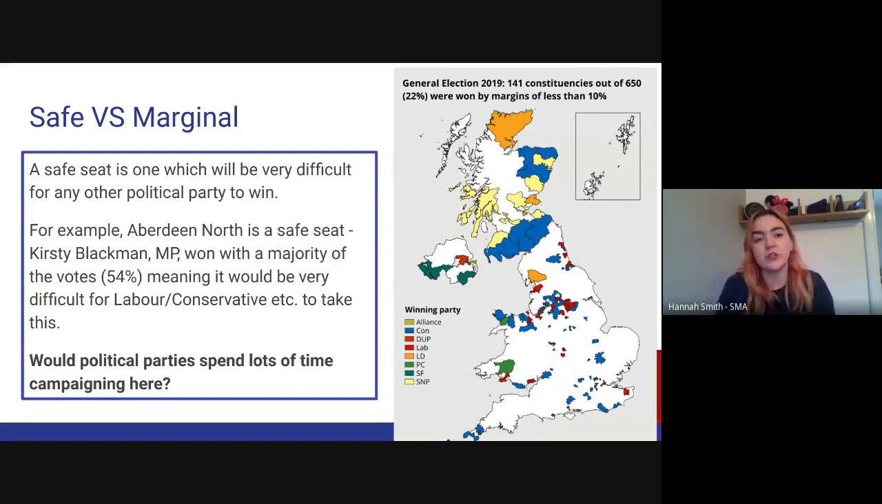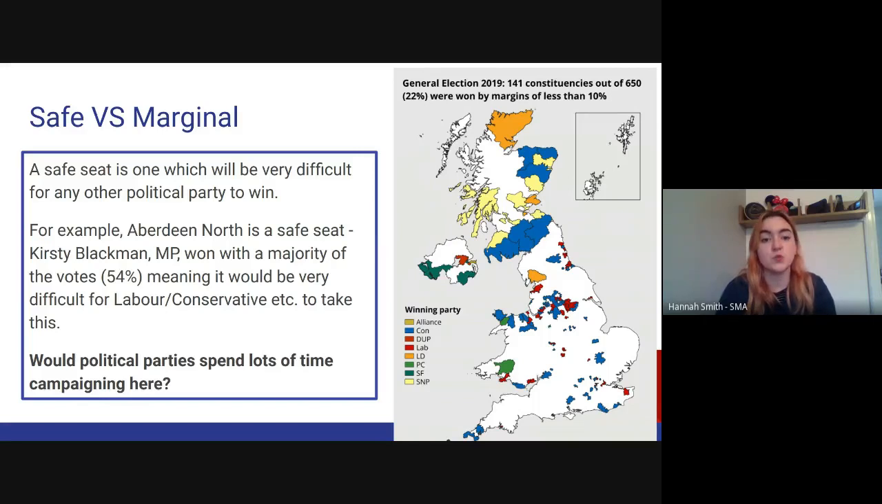The last little bit we're going to do this week is looking at safe and marginal seats. You will not get a question specifically on safe and marginal seats. However, it does really help your understanding if you can get your head around this. There are also excellent examples you can use when discussing first past the post and AMS.